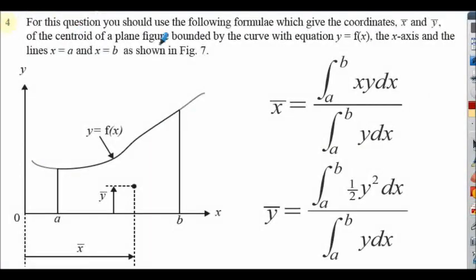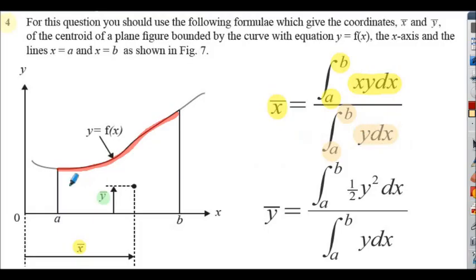Here's question 4. It relates to finding the centroid of the area under this curve here, a function of x. We've got to calculate the x bar and y bar locations, and we're given a formula for x bar: the integral of xy with respect to x between our limits a and b, divided by the integral of y with respect to x between our limits. So it's actually the first area moment about the y-axis divided by the cross-sectional area of the section.